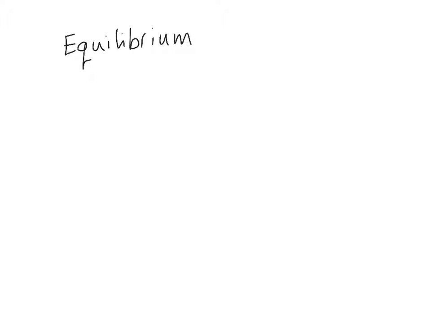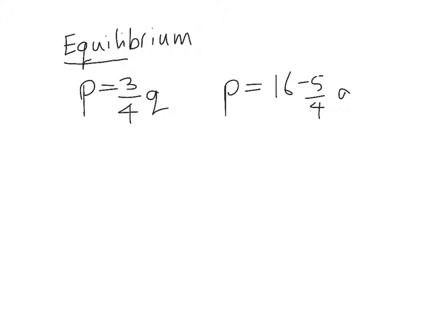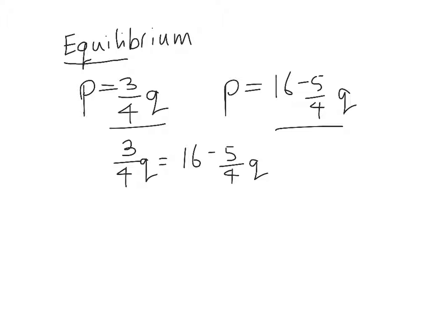So when supply equals demand, we have what we call equilibrium. Things are equal. And so to find that equilibrium or shared point for quantity and price, you would set the supply and demand functions equal to each other. So we have our supply function, and we have our demand function, and we are setting them equal to each other. P equals this, P equals this, and we're setting them equal to each other. So 3/4 Q equals 16 minus 5/4 Q, and we're trying to determine the value of Q at equilibrium.